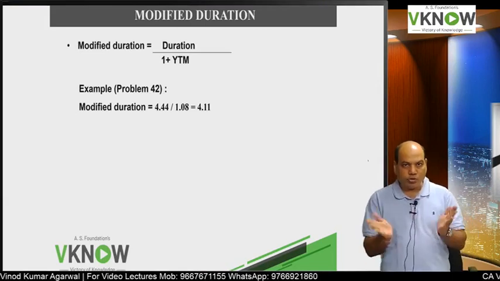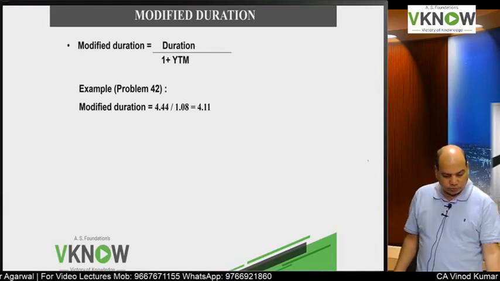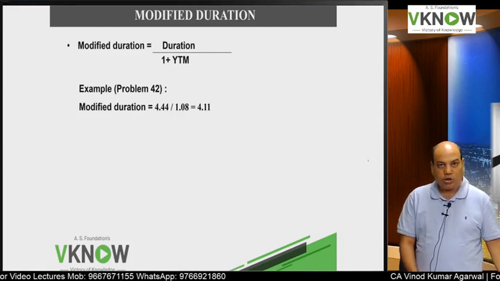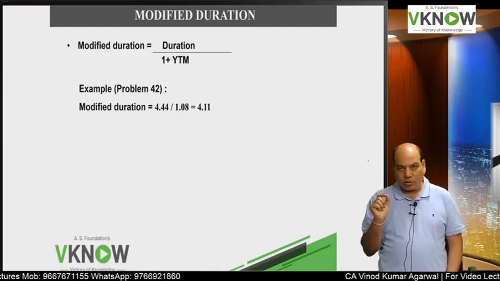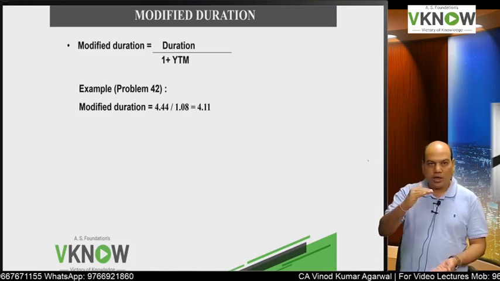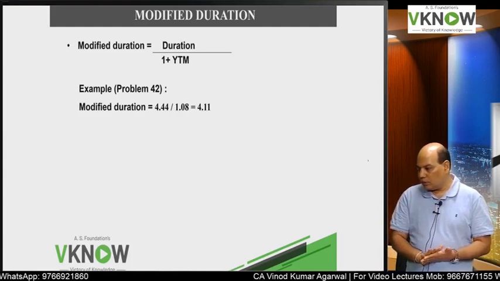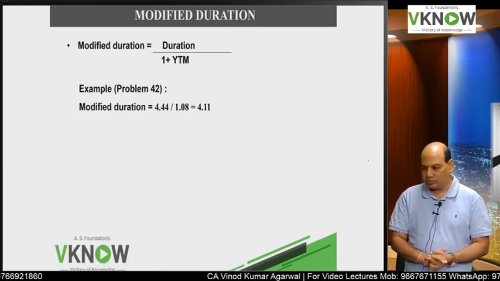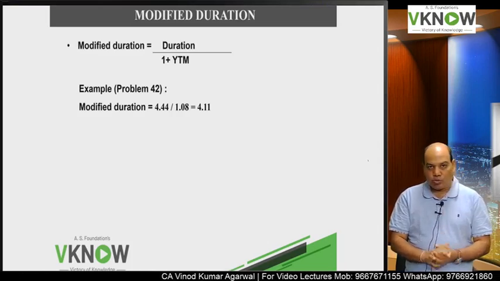Now, students will please go to question number 42, where I had asked you to keep 20 lines blank. Go to question number 42 in your notebook. The answer of modified duration is pending there. So, write down now in that blank space: modified duration is equal to duration upon 1 plus YTM.